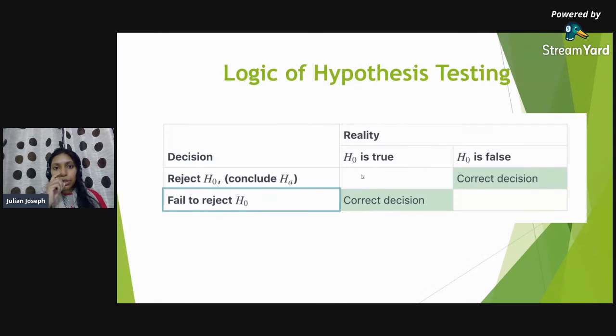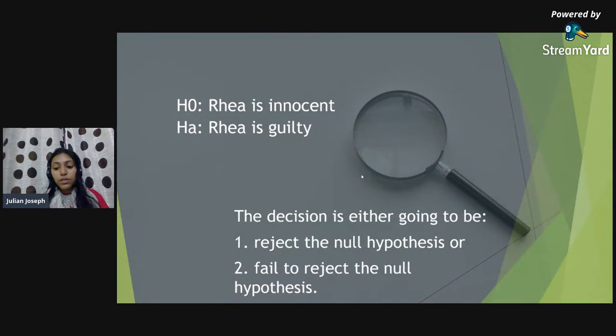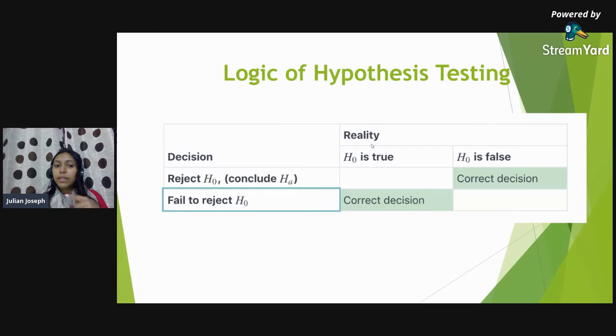So in this logic of hypothesis testing, we don't know what the reality is. We don't know whether Ria is innocent or Ria is guilty. So whatever the reality, whether H naught is true or H naught is false, the correct decision would be when we reject the null hypothesis when the null hypothesis is false, and when we fail to reject the null hypothesis when the null hypothesis is true. So these would be the only two scenarios when we have a correct decision being made.